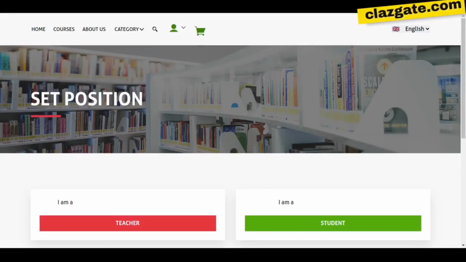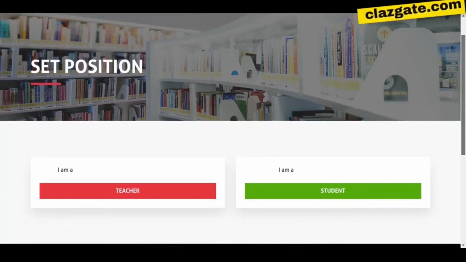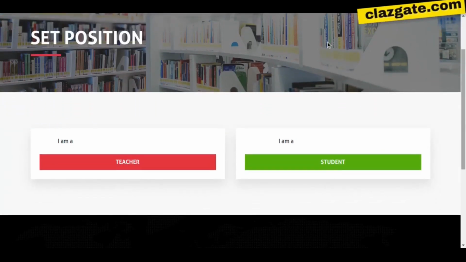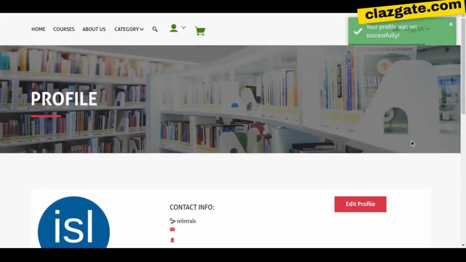Upon successful login, you'll be prompted: are you a teacher or are you a student? ClassGate is for both teachers and students, but since it's a student-based tutorial, you're going to select I am a student. You'll be directed to your profile page, but this is not what is important. What we have to do is study.